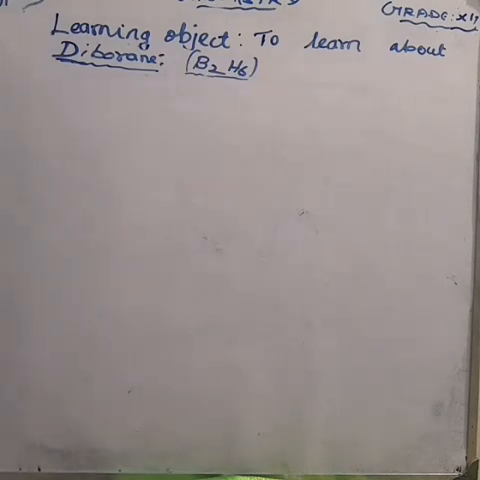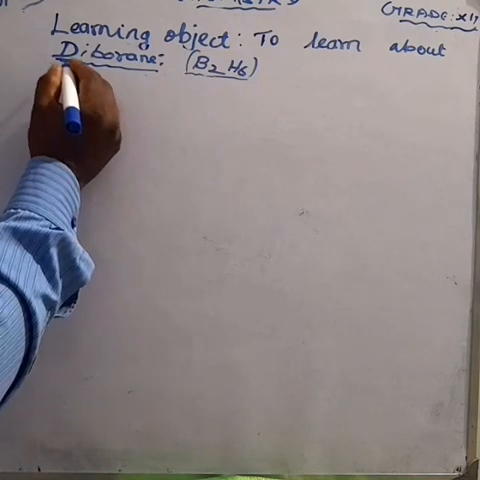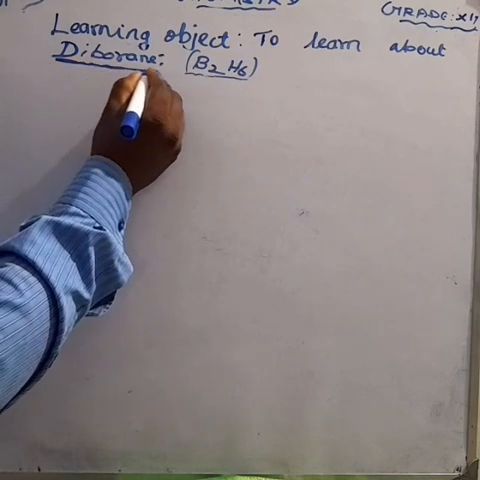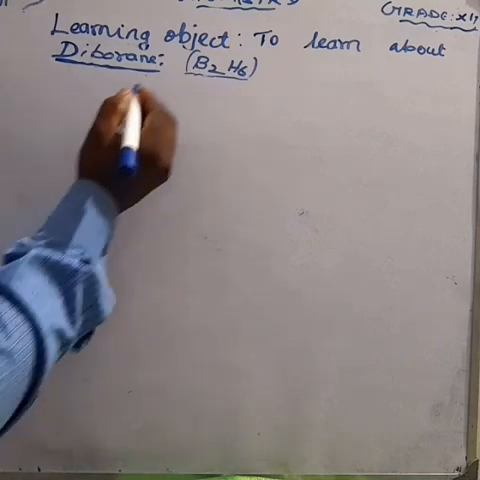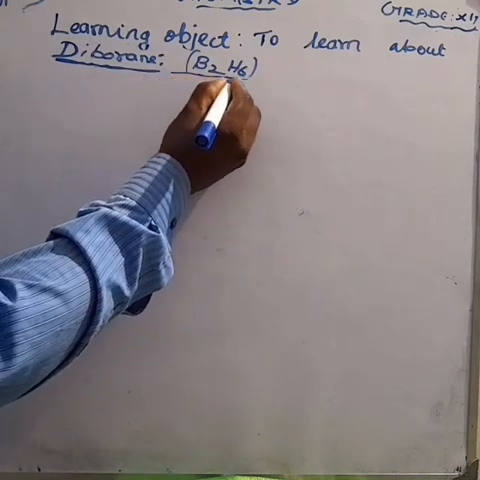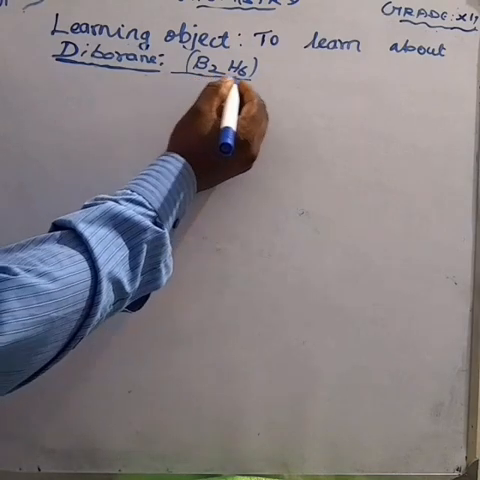Today we can discuss diborane. Here, what is the formula of diborane? That is B2H6. B2 means 2 boron atoms, and hydrogen also has 6.